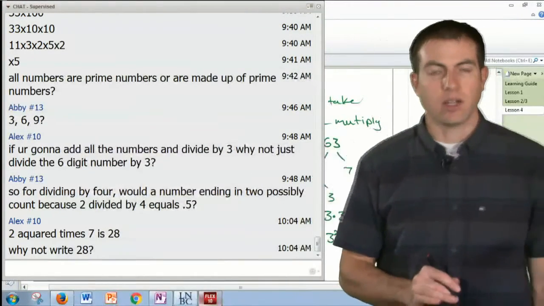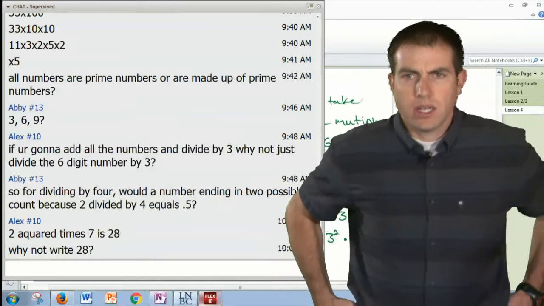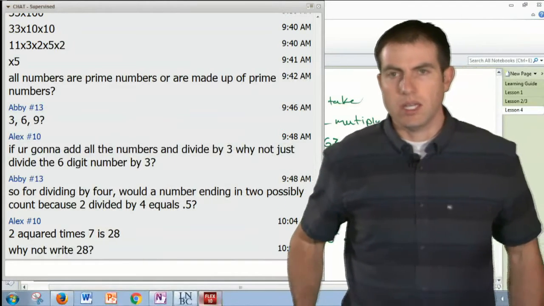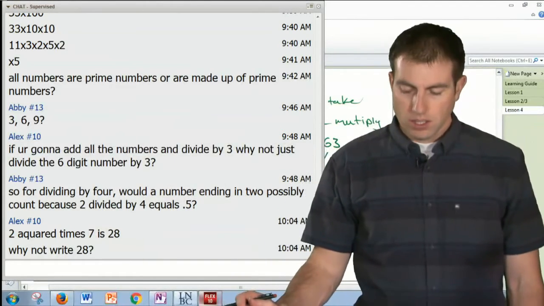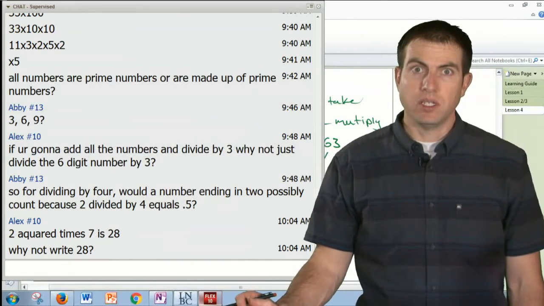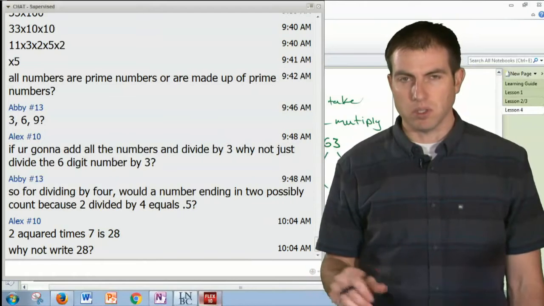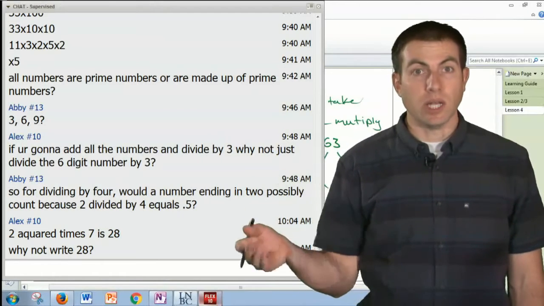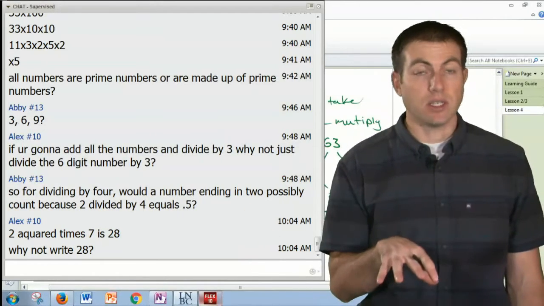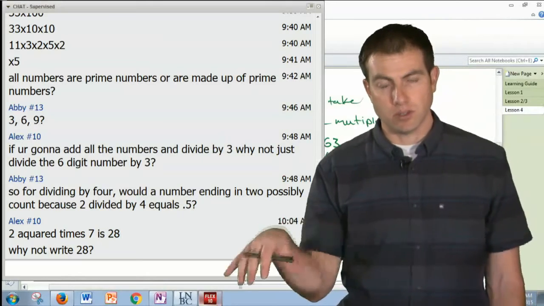Alex, you're asking a question. 2 squared times 7 is 28. Why not write 28? The idea here is that we need to break down the prime factors of these numbers to figure out the least common multiple. So it's kind of a means to an end. We have to figure out what the prime factorization is before we can figure out the least common multiple.